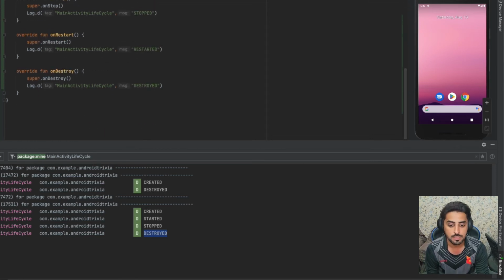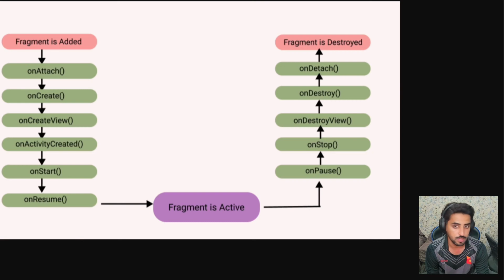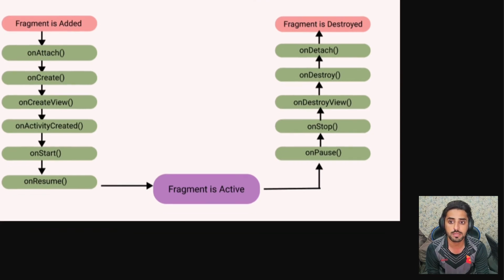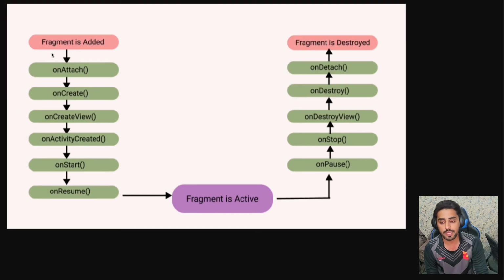Now the second thing is the fragment life cycle. A fragment life cycle covers what a fragment is and what actually happens when a fragment is created. You can see that in a fragment life cycle we have multiple methods, more methods than in an activity.